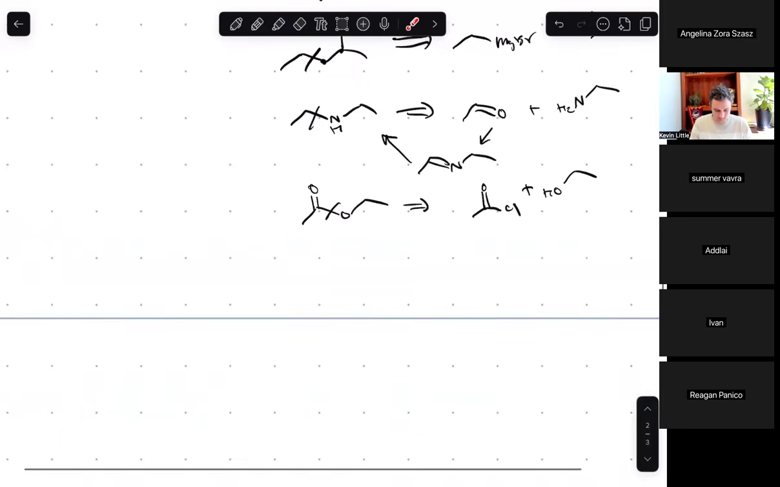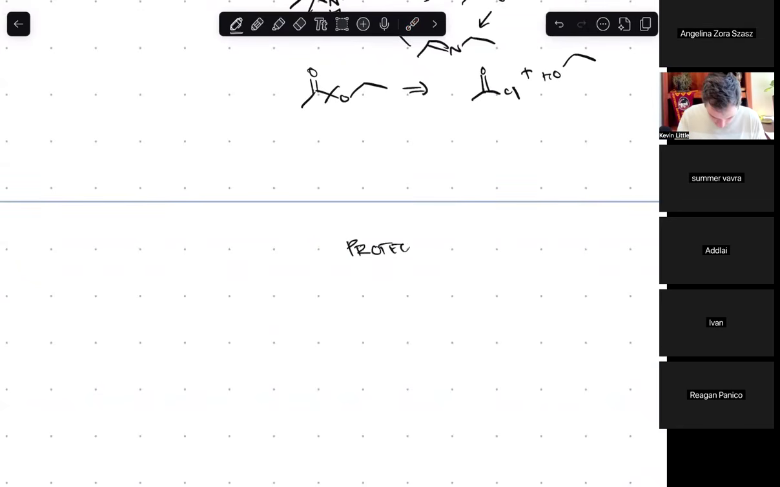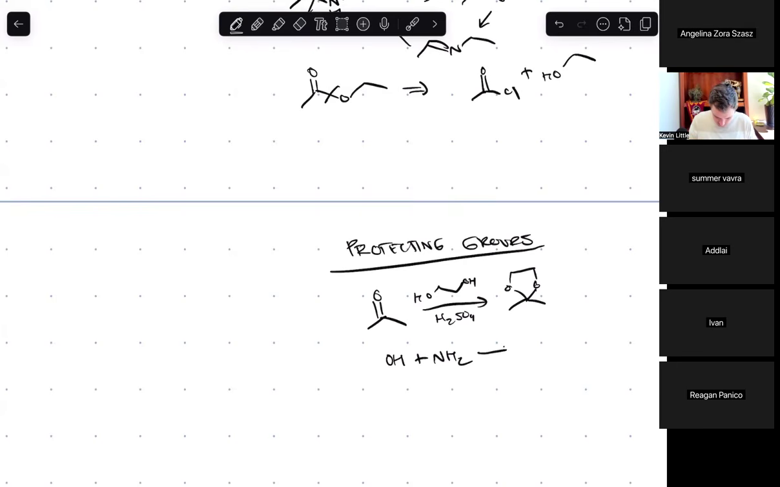So protecting groups for carbonyls, I would want to use some sort of diol with an acid, H2SO4 works. That would protect a carbonyl, and then for both OH and NH, you can just write PG. That's fine with me.